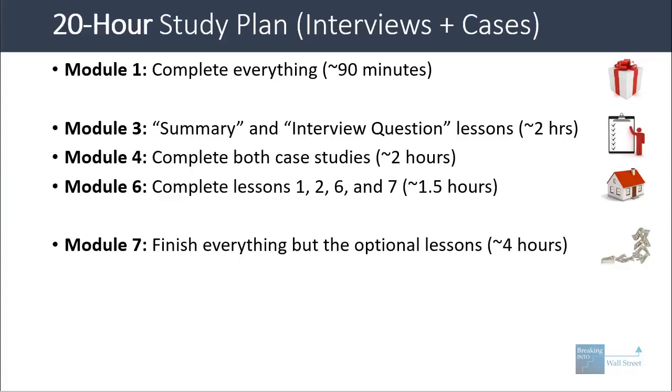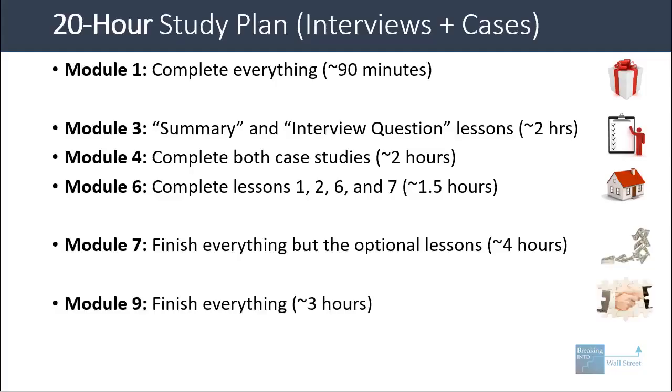Go to Module 7 on valuation and DCF analysis, and as with the other plan, finish everything except for the optional lessons. Go to Module 9, and this time, you can actually finish the 60-minute case study there on an M&A deal. So do the conceptual lessons in the beginning, and then also do the actual real-life case study to get some case study practice.